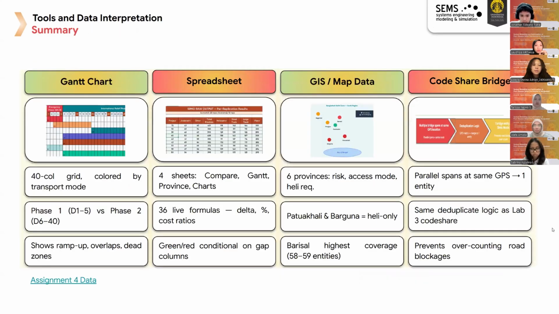Okay, next. So these are the tools and data interpretation summary, where the project integrates 4 tools, which is Gantt charts for scheduling, spreadsheet for cost analysis, GIS mapping for accessibility assessment, and bridge duplication logic for accurate road network modeling. Together, these tools provide a comprehensive evaluation of the relief distribution system.